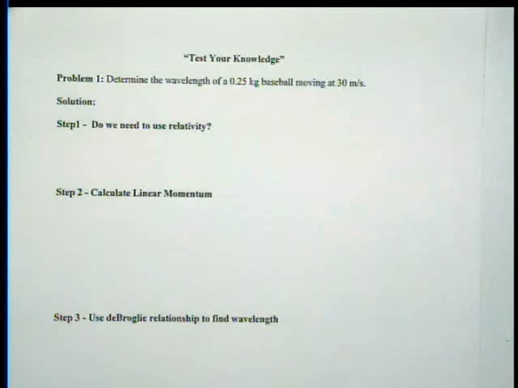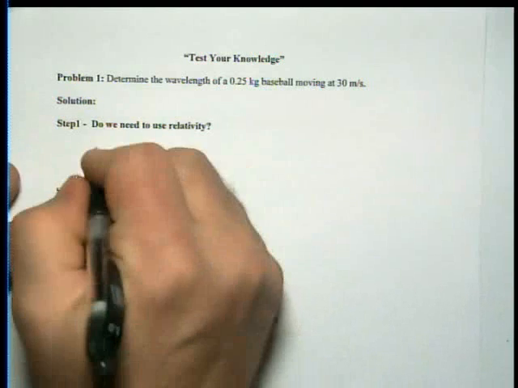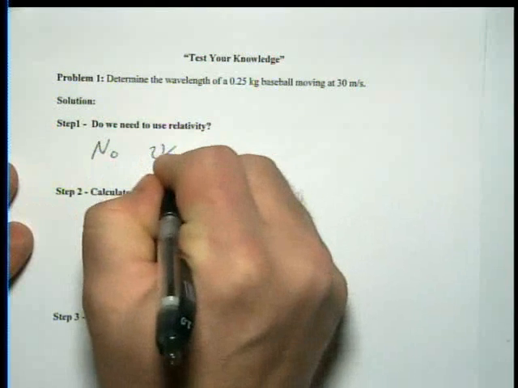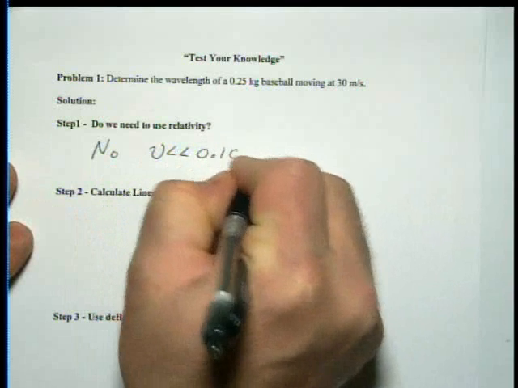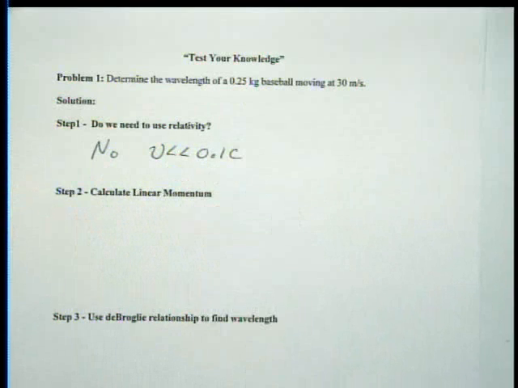So determine the wavelength of a quarter-kilogram baseball moving at 30 meters per second. Now you got to ask a few questions. The first one you got to ask yourself is, do you need relativity on this problem? I got a lot of no's. Why not? Because it's going 30 meters per second, such a small fraction of light speed, way below 1/10 of the speed of light. So, no. But you need to ask that because a lot of particles in a problem will need it, and if you don't use relativity, you get the problem wrong.